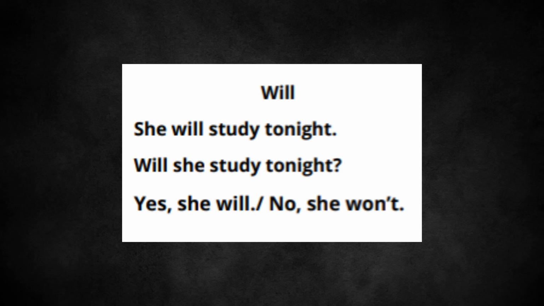Now, usually these are three ways, and you can split your lessons into three separate lessons, but I'm going to cover it in one lesson. I will quickly show my students examples of these and then properly start the lesson afterwards. So for example, I write down on the board, she will study tonight. Will she study tonight? Yes, she will.